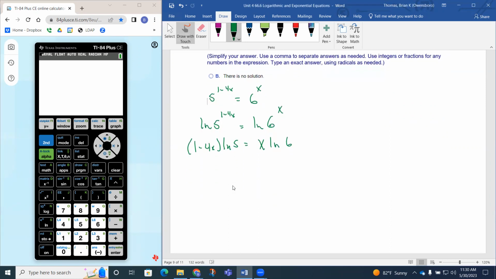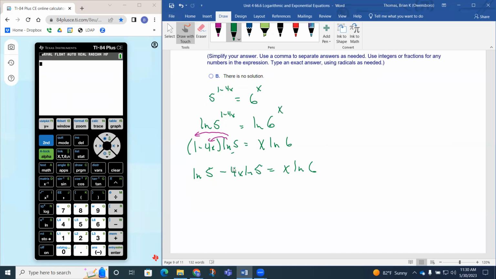So to solve for x, we first need to remove these parentheses. So I need to multiply this natural log of 5 back through here. So 1 times the natural log of 5 would just be the natural log of 5. And then natural log of 5 times this -4 becomes then minus 4x natural log of 5. And then that's going to equal then x natural log of 6.